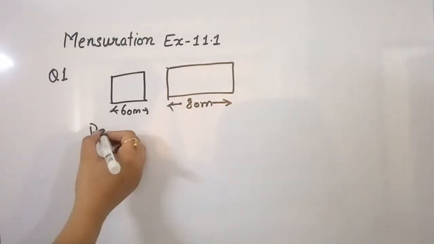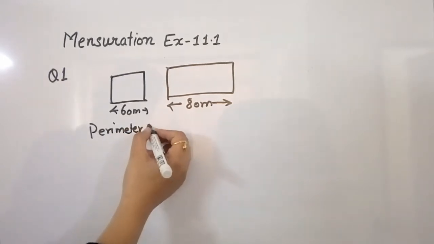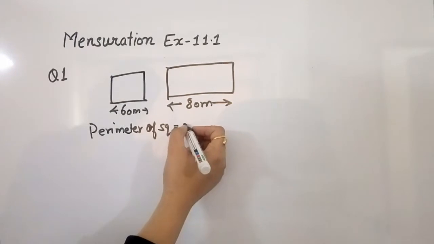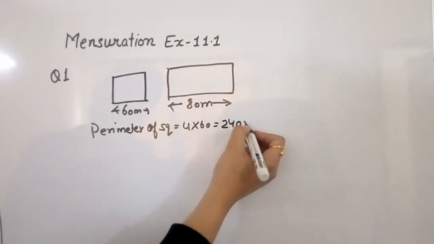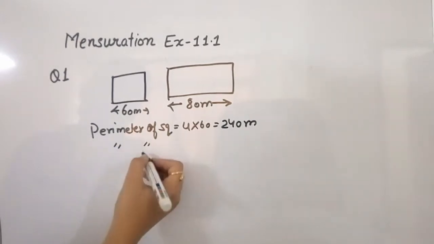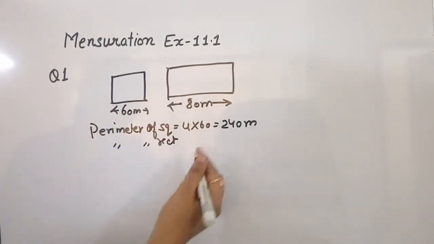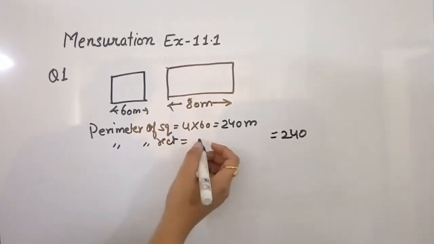So perimeter of square is sum of all the sides, that is 4 into 60. This is 240 meter. And perimeter of this rectangle should be equal to that of square, that is 240. It is given that both have same perimeter.